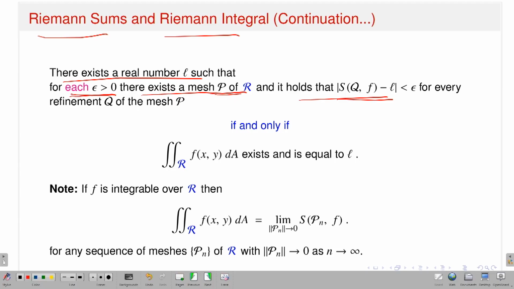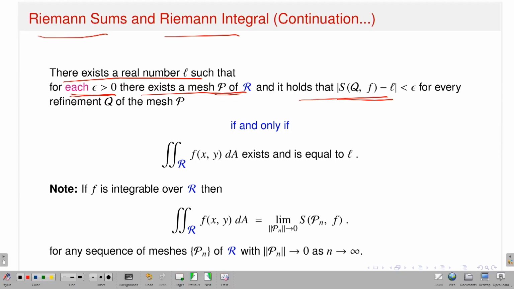The property is that whatever epsilon I am considering, for any epsilon there exists a partition P such that whenever I take any refinement of my given partition P, the corresponding Riemann sum S(Q, f) and L have a difference less than epsilon. If this is the case, then I will say that my Riemann double integral exists.